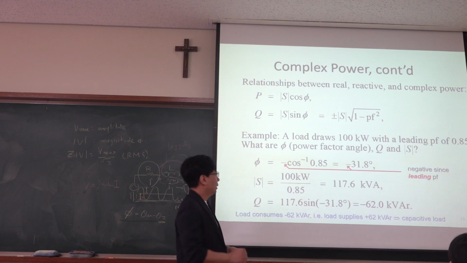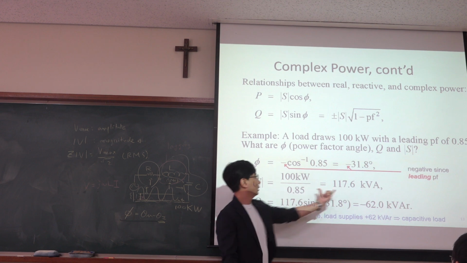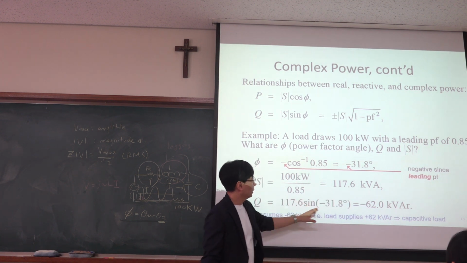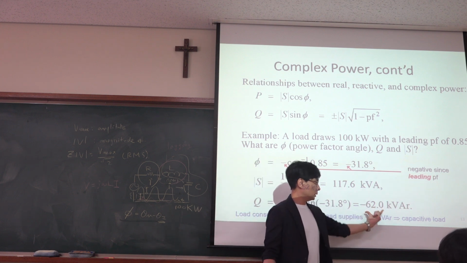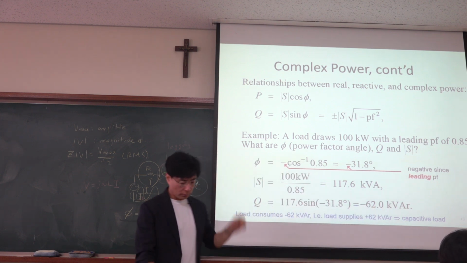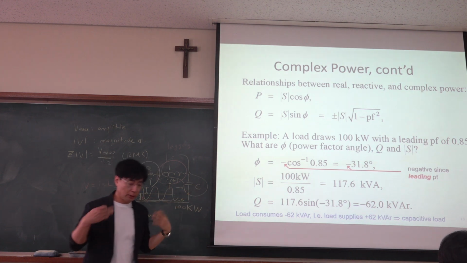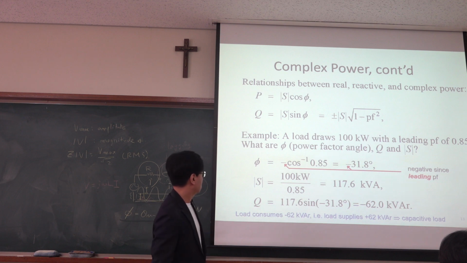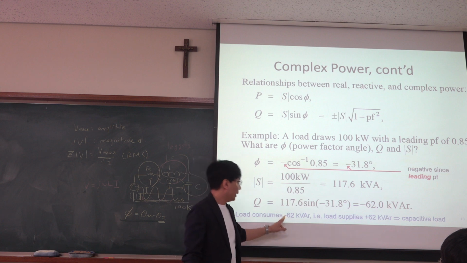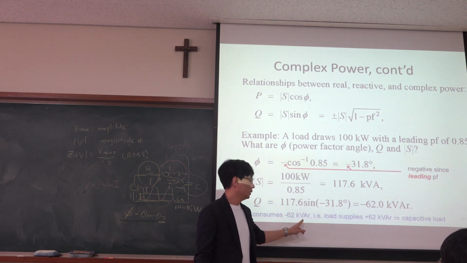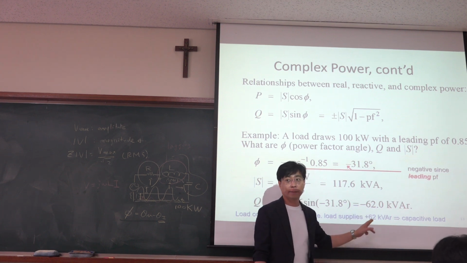And the reactive power, just using the definition, using this magnitude and sine phi, gives you this number. This is negative. That means that component is capacitance, and it generates reactive power. Okay, so the load consumes minus 62 kilovar, or the load supplies 62 kilovar.